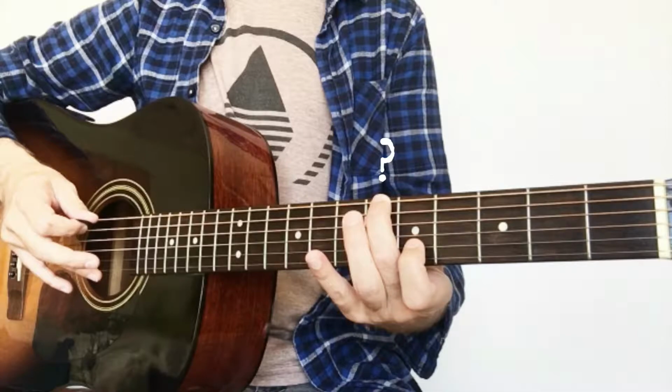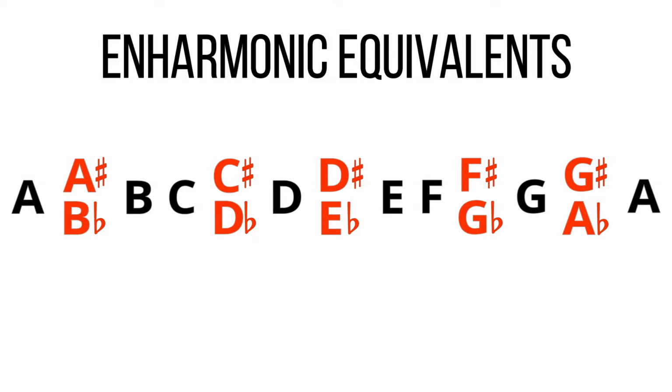You see, the sharp notes also have a flat name, like so. A sharp can also be called B flat, C sharp can also be called D flat, D sharp can also be called E flat, F sharp can also be called G flat, and G sharp can also be called A flat. This is a point that often confuses beginner musicians. In music theory, these notes that can go by 2 names are known as enharmonic equivalents.